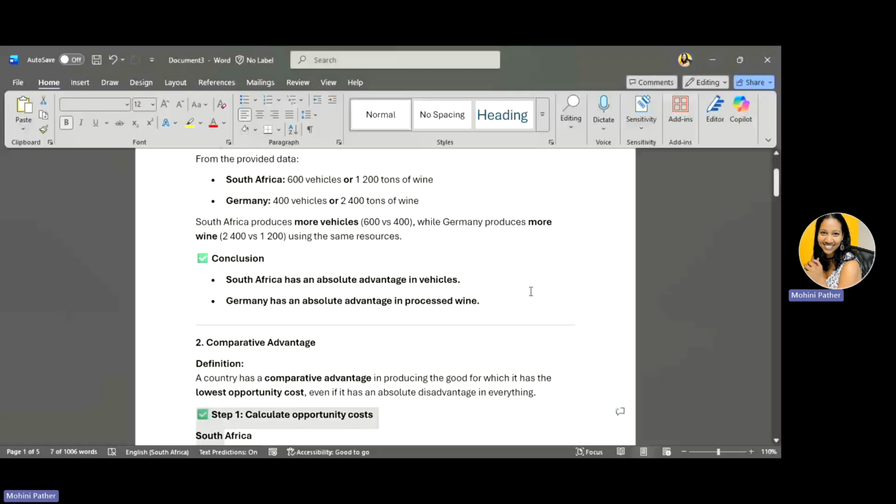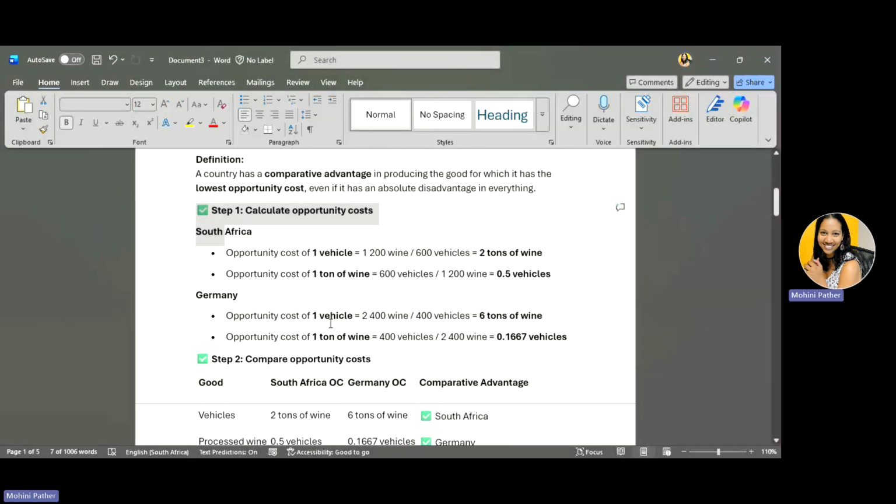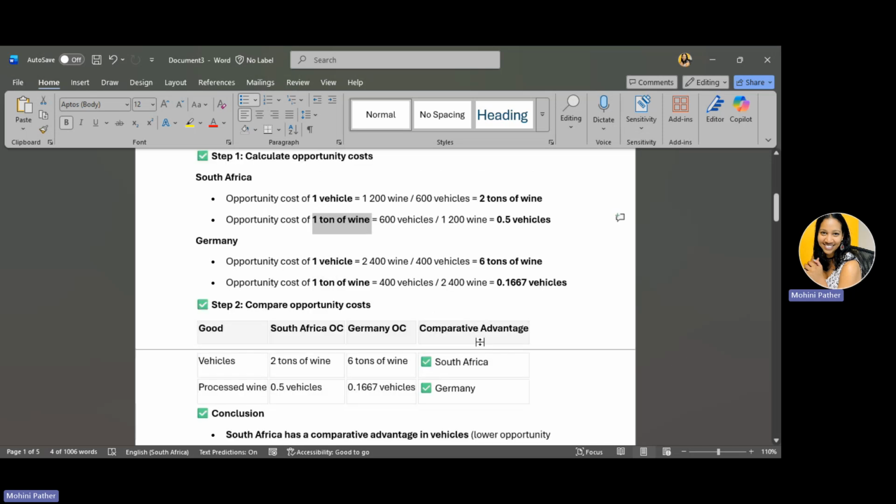I worked out a similar example here. What you're going to do is look at the opportunity cost of one vehicle, 1 ton of wine. What does it cost you in terms of the other product? What is the opportunity cost? This is where the PPC from Macroeconomics comes into play again. If you don't remember that, that's chapter 1 in your textbook. Just a quick squiz and you'll remember what this means.